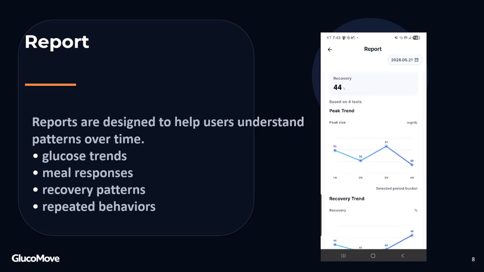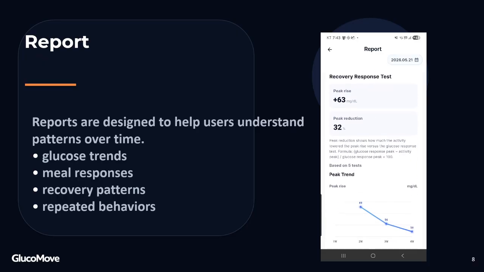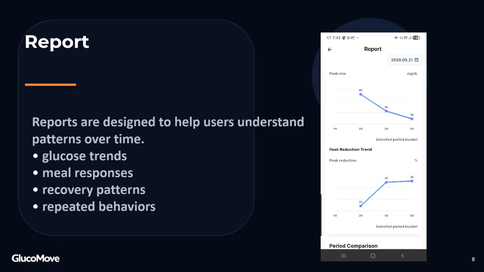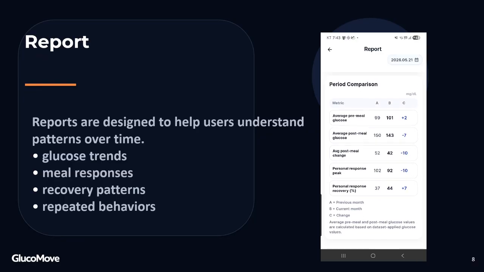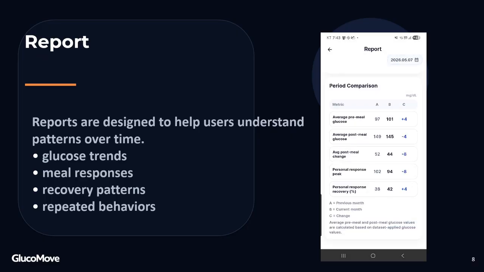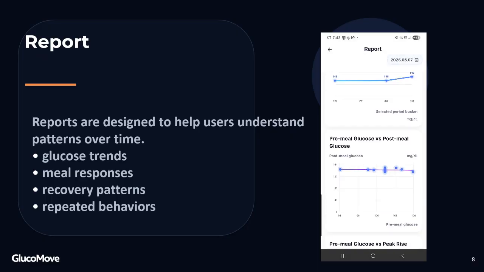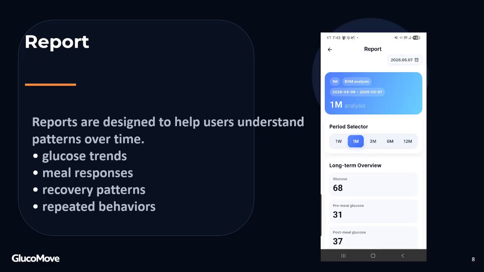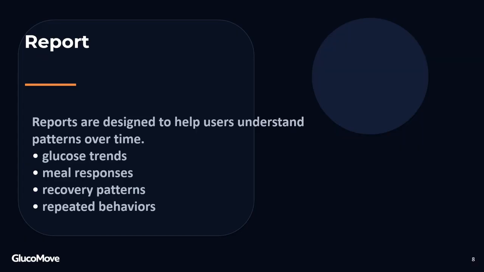Instead of focusing only on daily fluctuations, reports help identify broader patterns. These may include meal responses, time-of-day patterns, recovery trends, and repeated behaviors. Over time, reports can help users better understand how behaviors, meals, and movement may influence glucose patterns. The goal is not to judge individual glucose readings. The goal is to understand repeated trends over time.